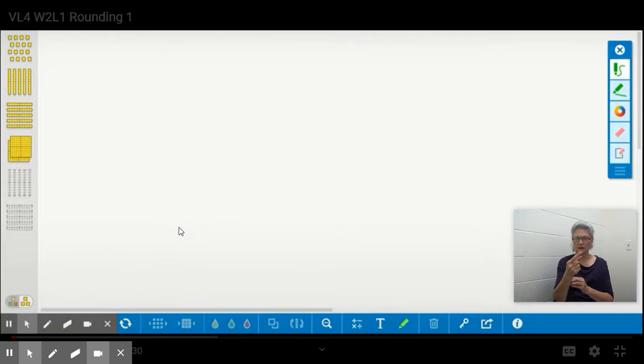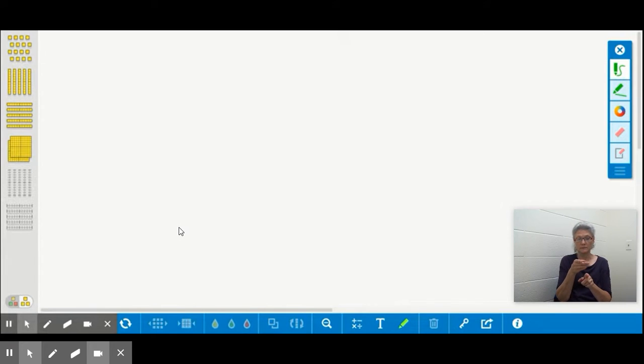Rounding can be really fun because it helps us to figure out about how much or about how many we have of something. So if we're given the problem, there are 483 students in a school. We want to round the students to the nearest 100 to find out about how many students there are. So they're not looking for the exact number, they're looking for a close estimate to the nearest 100.